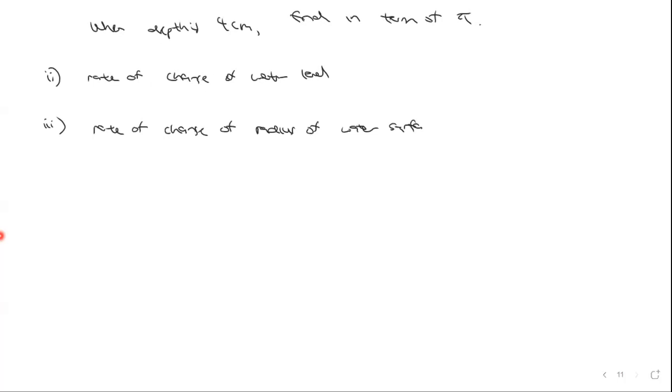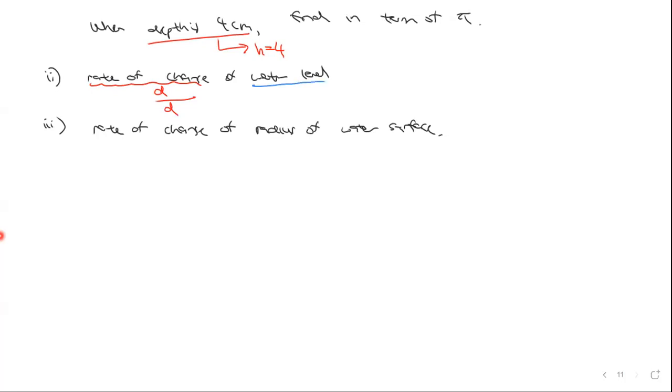When you're looking at this, you should be reading the questions and making sure you understand what this is saying. When the depth of the water is 4 centimeters, that's really saying h equals 4. You want to find the rate of change. The rate of change is really saying d something over d something. What are we trying to find the change for? The water level.